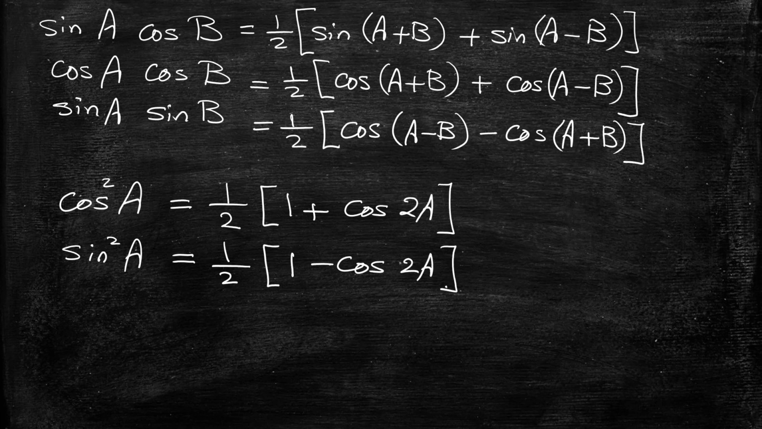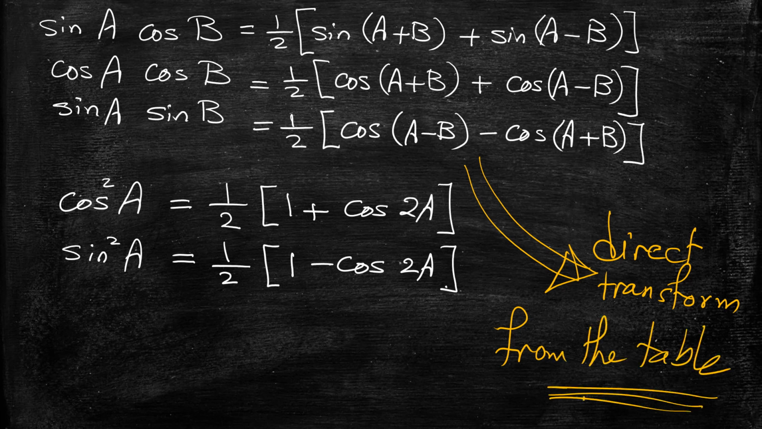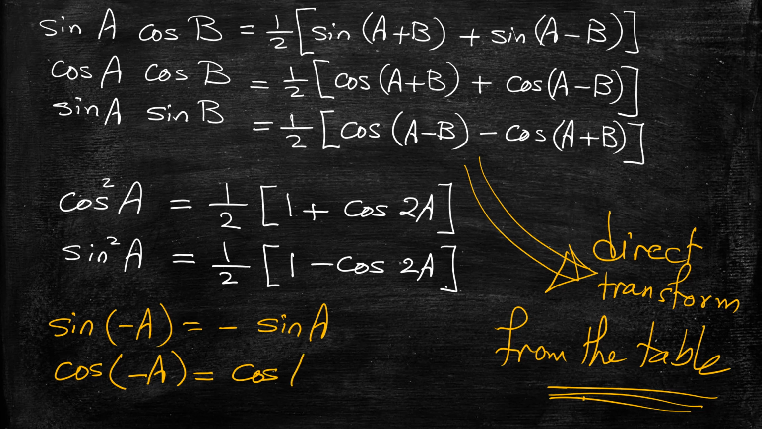If we consider this transformation, you will end up with these cosines and sines and some constant, and all these terms are just direct transformation from the table. So this is also something to remember very quickly. If you have sine of minus A, this is minus sine A, and if you have cosine of a minus angle, this is cosine of the positive angle.